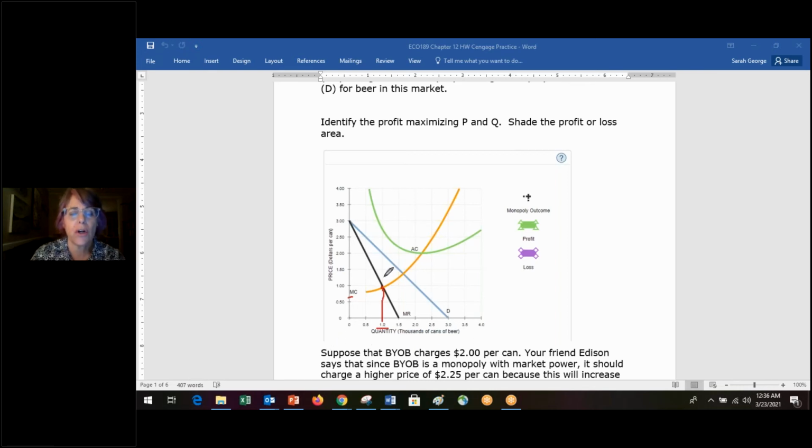What price are they going to charge? Well, I'm going to take this Q and go straight up until I hit the demand curve. You can see that at the demand curve, I'm going to have a P of 2. So I'm going to have a quantity of 1,000 and a price of 2.